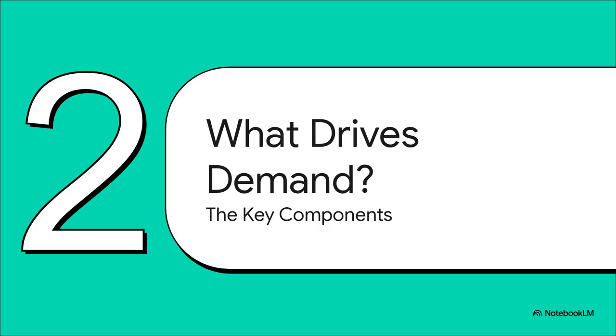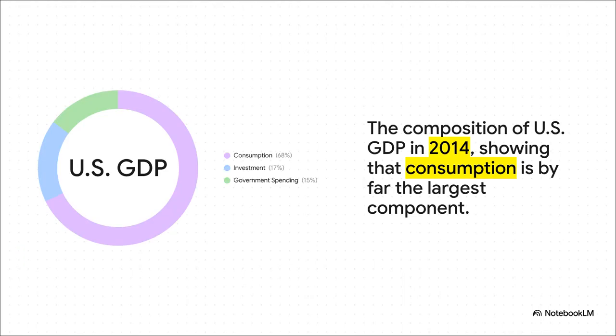Okay, so if this entire loop kicks off with demand, the obvious question is, what exactly makes up that demand? Where does it come from? So let's break it down into its most important parts. When you look at what drives the economy, one slice of the pie is just way bigger than all the others, and that's consumption. We're talking about you and me buying goods and services. It is by far the biggest driver of the U.S. economy, which makes it the most important piece for us to understand first.